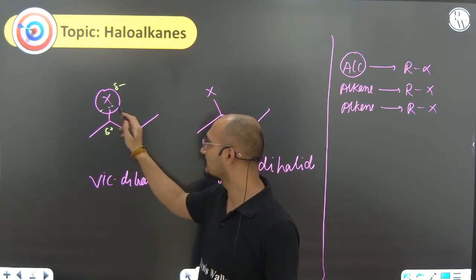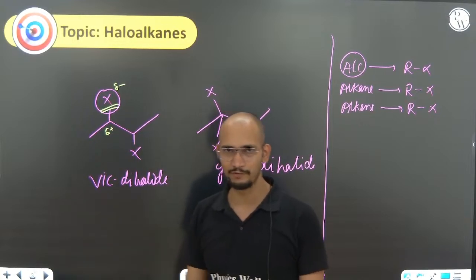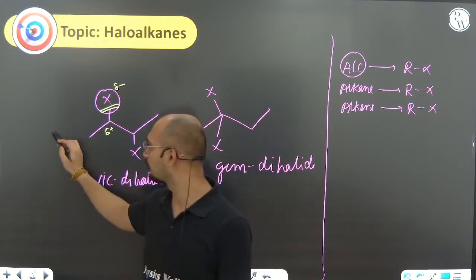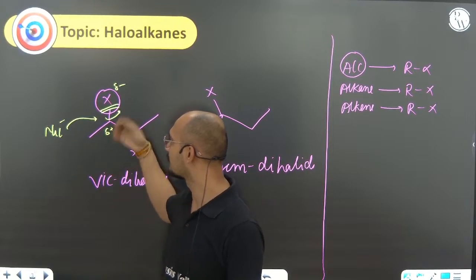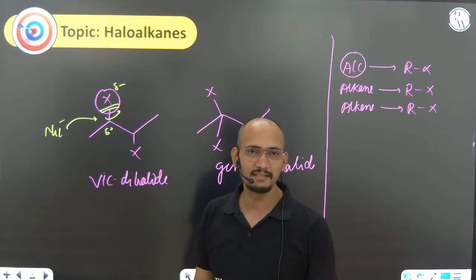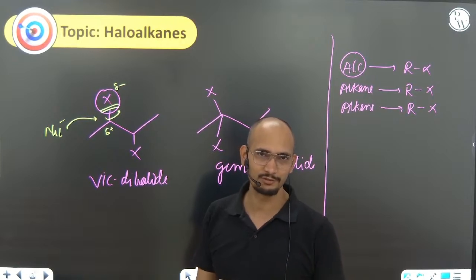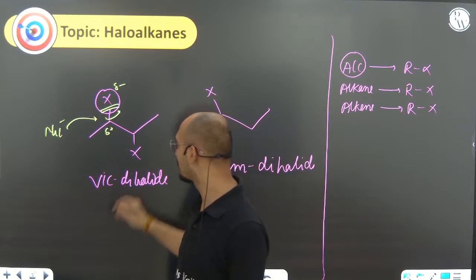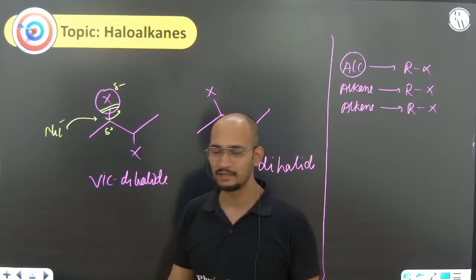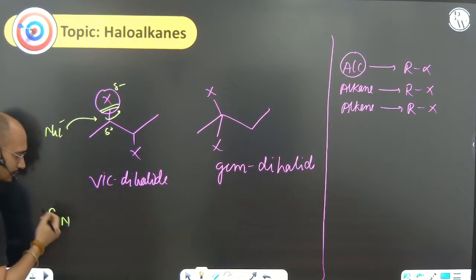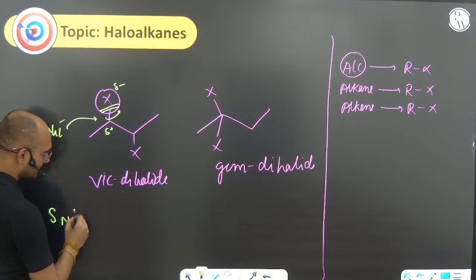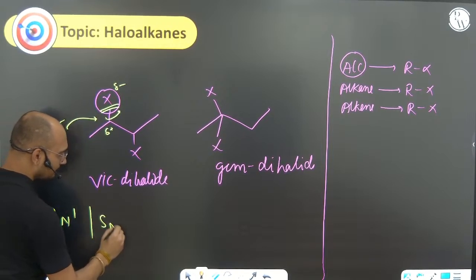So the carbon here is electrophilic, and if there is any other nucleophile, that nucleophile may substitute the halogen. So this is going to give you a nucleophilic substitution reaction. Now, which nucleophilic substitution reaction? This may give SN1 or SN2.